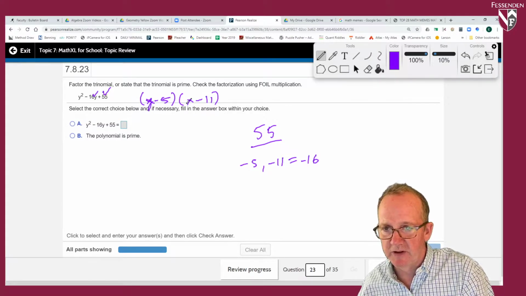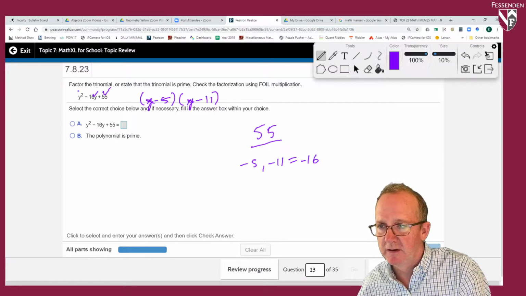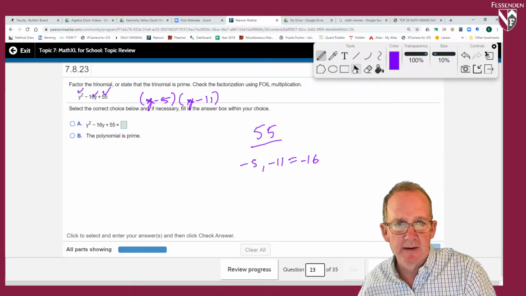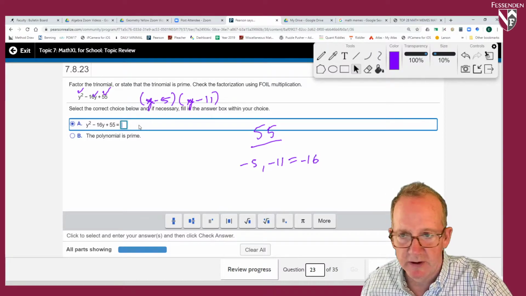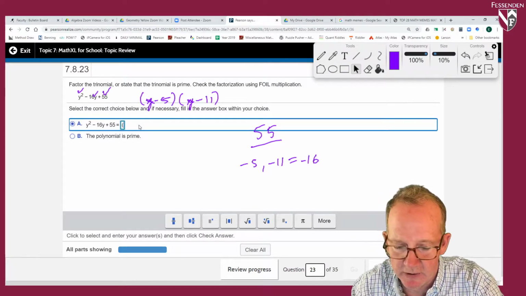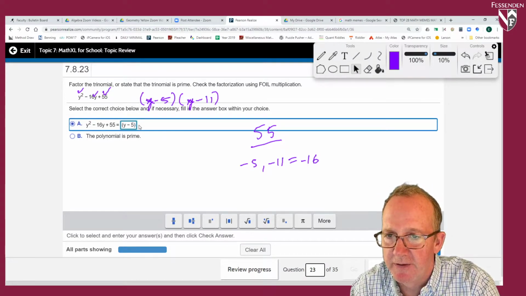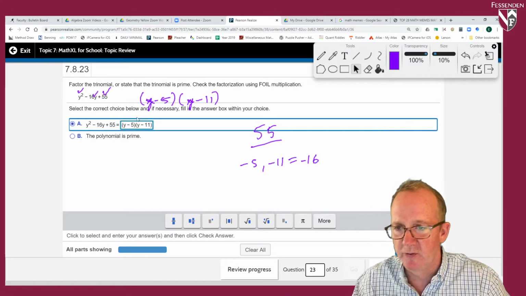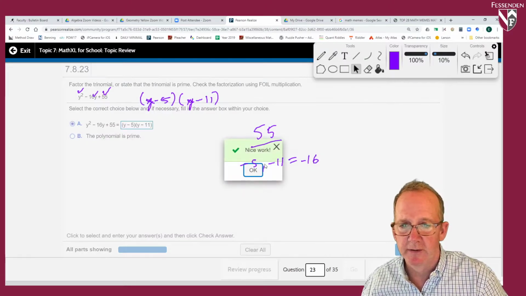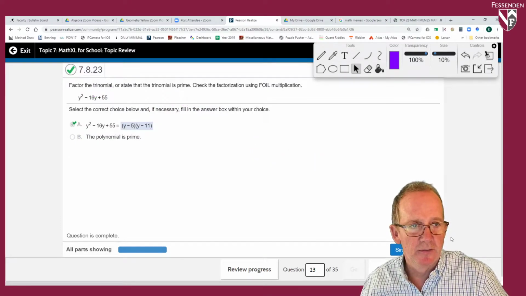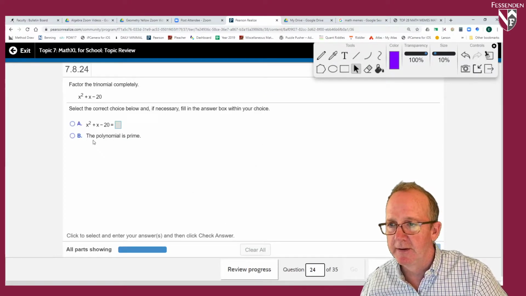And I just caught myself that these are supposed to be y's, and it is y squared. So we did get that. Let's go ahead. Order doesn't matter. y minus 5, y minus 11. You could certainly reverse those two binomials, and it would work. Very good. Moving ahead a little bit further.